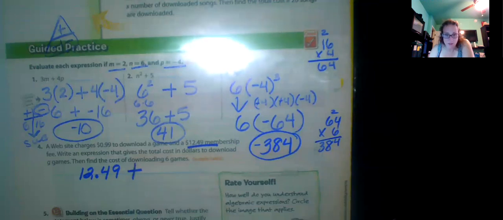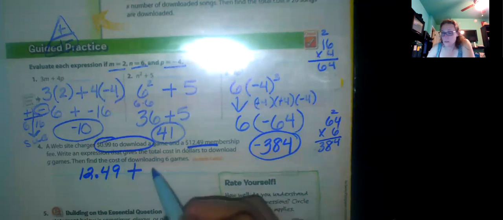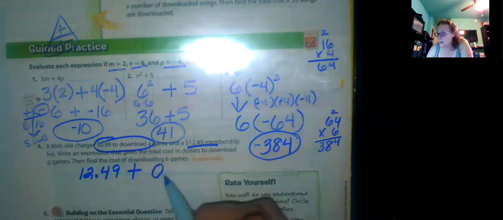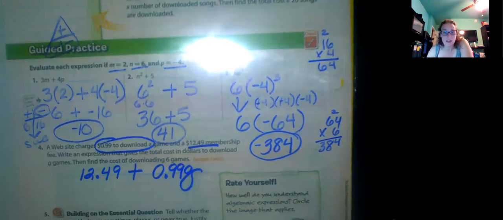Then on top of that, they're going to charge you 99 cents for every game you download. So if you download 1 game, that's only 99 cents. But if you download 2 games, now you're talking $1.98. So we're going to take our 99 cents and multiply that by the number of games that you buy. Like I said, if you multiplied that by 1, it would still be 99 cents. If you multiplied that by 2, it would be $1.98, and then 3, and so on. So this is your expression for G games.